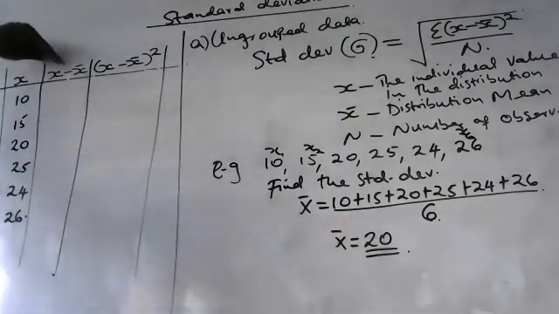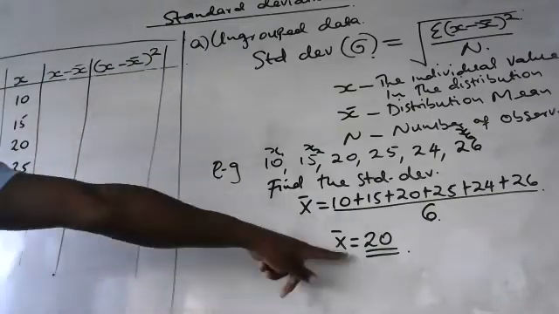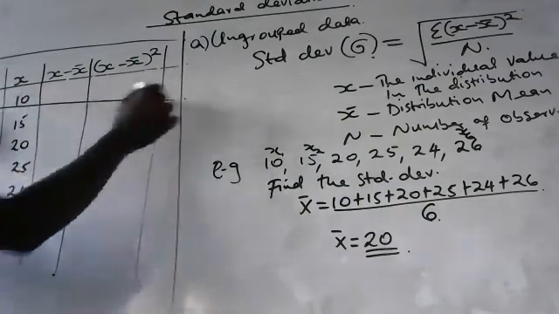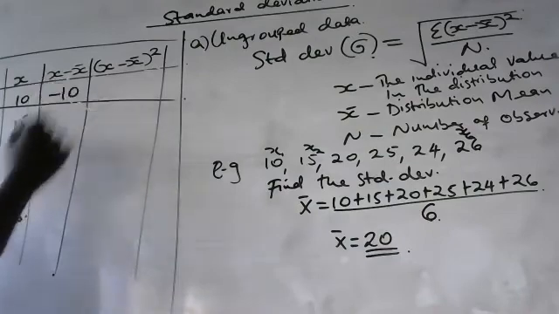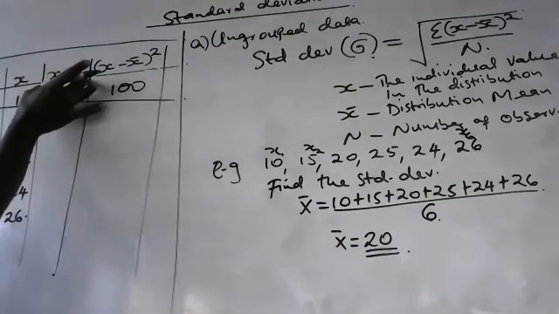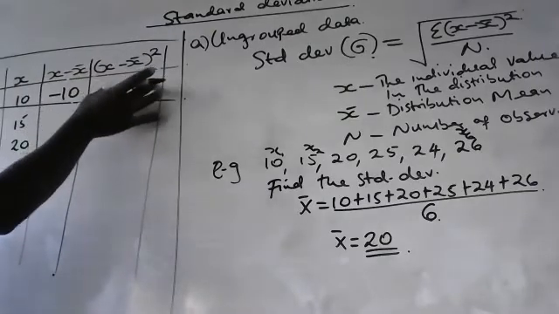That is what this one means. Every value of X, we minus the X bar. So if X is 10, what is 10 minus 20? It is negative 10. Negative 10 squared is going to be 100. So the value you get here for X minus X bar, you square to get X minus X bar squared.